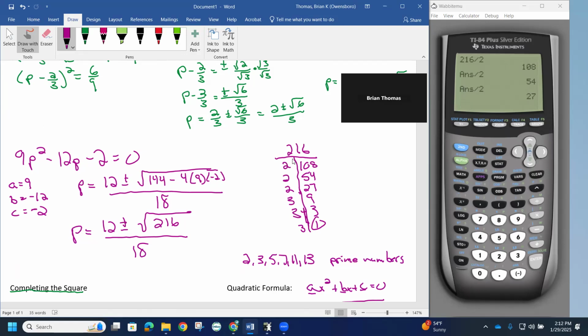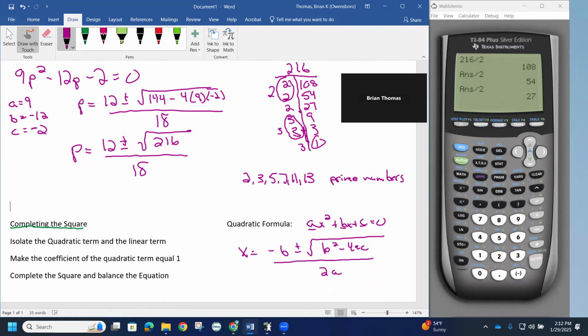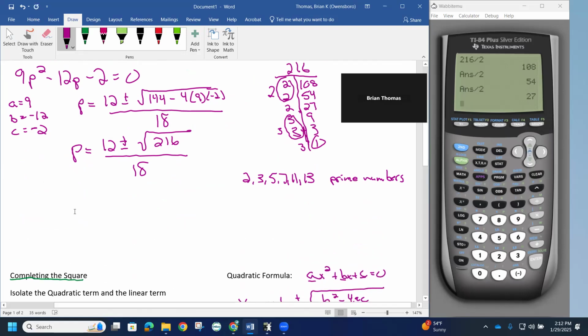Now to do radicals, for every pair, we bring out 1. Notice how there's a pair of 2's and there's a pair of 3's. That means we can bring out a 2 and a 3 outside the radical. So as we do this problem, P is going to equal this 12 plus or minus. To simplify this radical, 2 times 3, which is 6, is going to come on the outside. And what we're left with on the inside is a 2 times 3, which is a 6. And this is going to be all over 18.